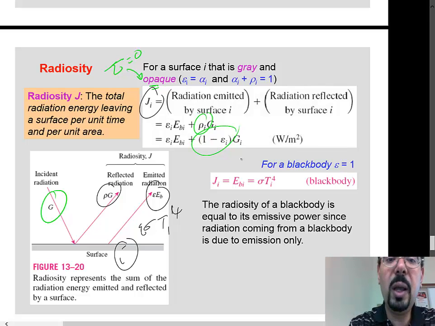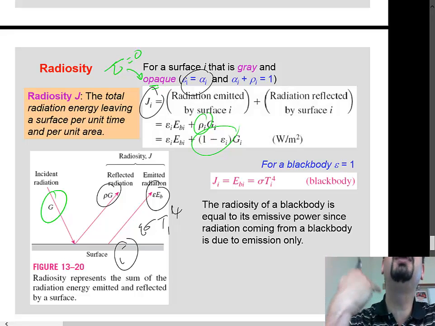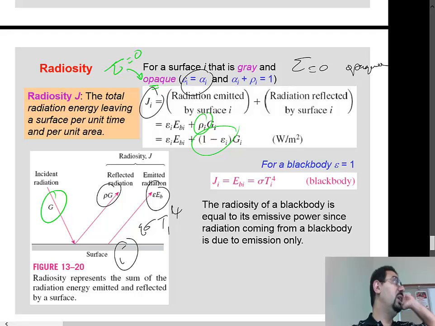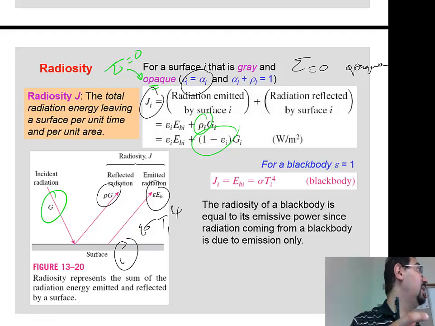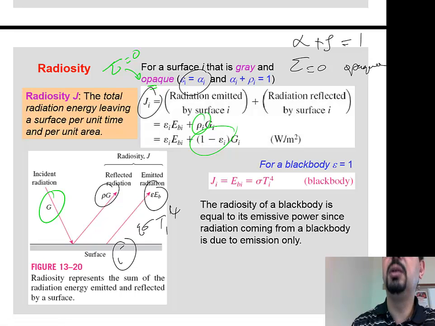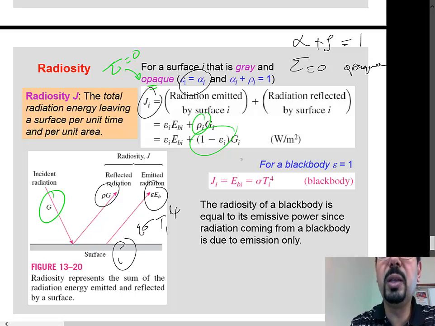Very good. Rho i, remember, if the surface is not transparent, there is no tau. Tau is 0 for an opaque body. Right? We are talking about a piece of wood, a piece of steel, not a piece of clear plastic, not a piece of glass. Radiation cannot go through it. So tau is 0. So that leaves alpha and rho equal to 1. Right? There is nothing else. And also, because it's a gray body, we assume that epsilon is the same as alpha.